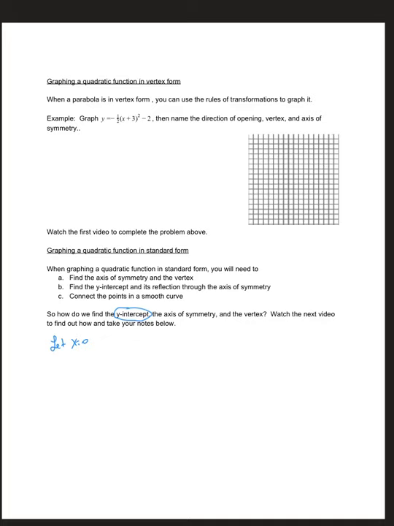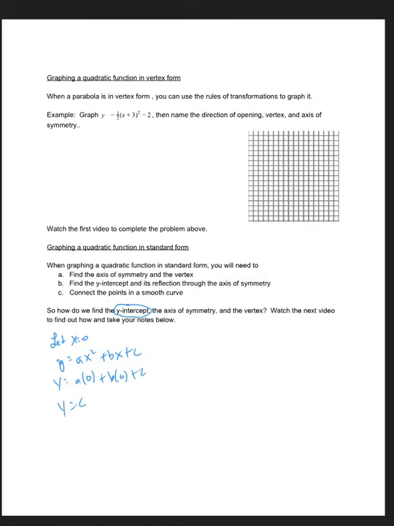Well, standard form of a quadratic equation looks like this. So if I plug in 0 for all the x's, then I get my y-intercept is c. So when I find my y-intercept, it's always going to be the constant at the end of the equation when you're talking in standard form, which again is also called general form.